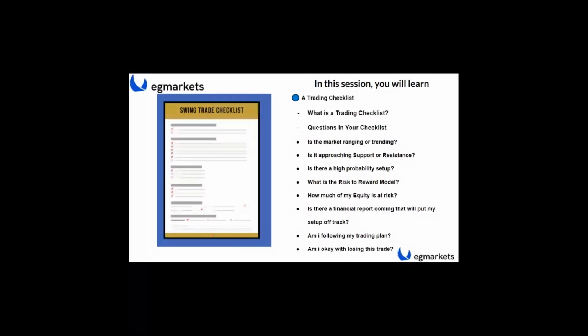Now, the second question is, are we approaching support or resistance? If you've not attended my session before, or if this is your first time, I've talked about support and resistance before. Okay? Support are areas in the market where you look for buying opportunities. Resistance are areas in the market where you look for selling opportunities.